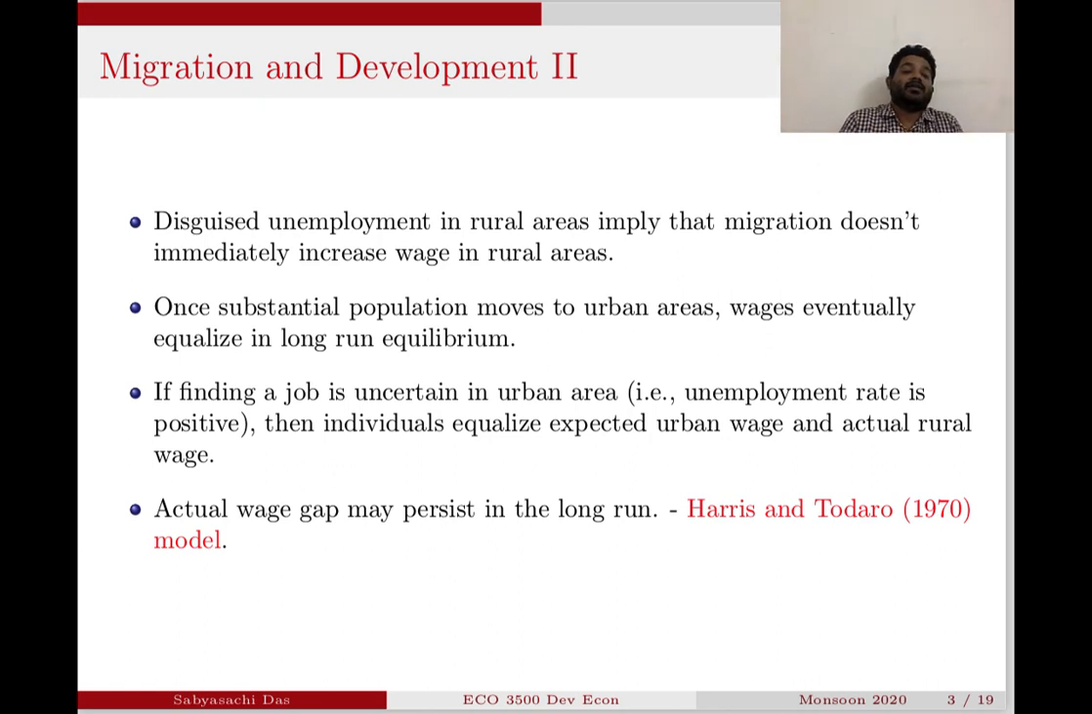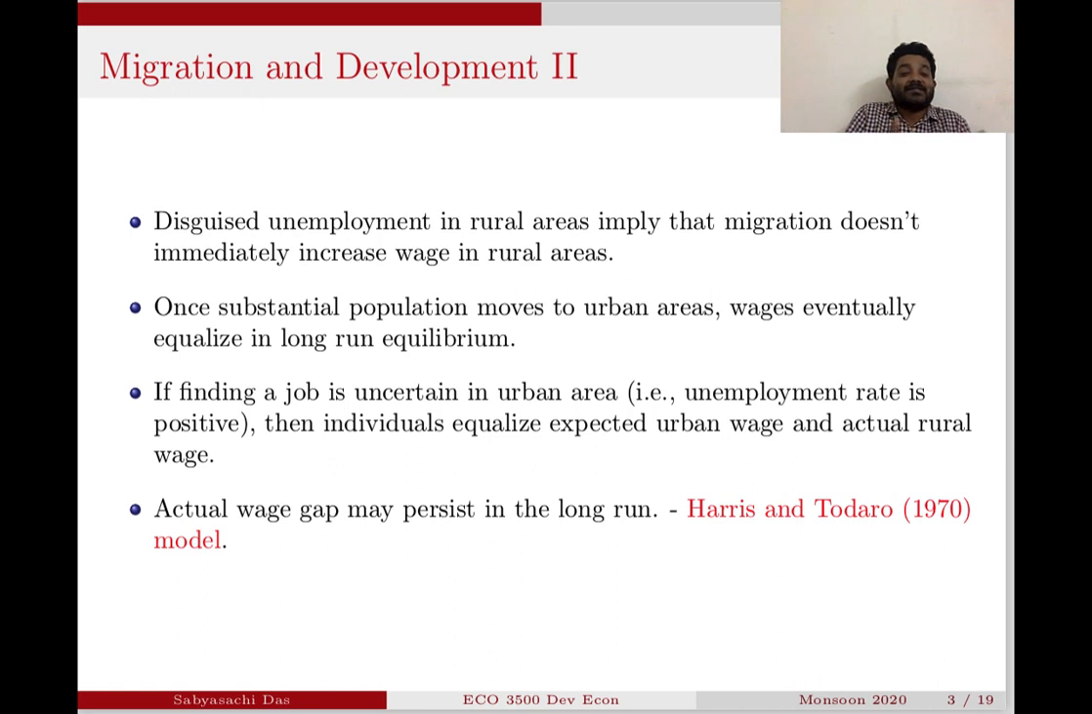And if you equate that, then since P is less than 1, WU will always be bigger than WR. So the idea is that in presence of uncertainty due to a positive unemployment rate in the urban area, migration may not equalize actual wages. It will equalize the expected wage in the urban area.